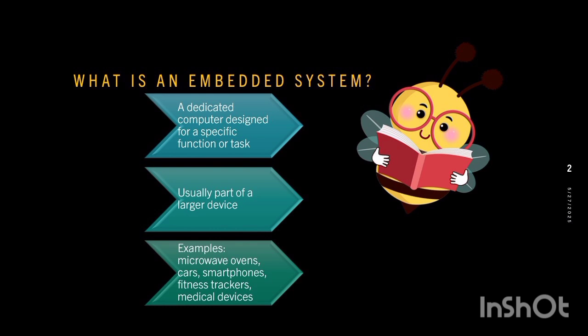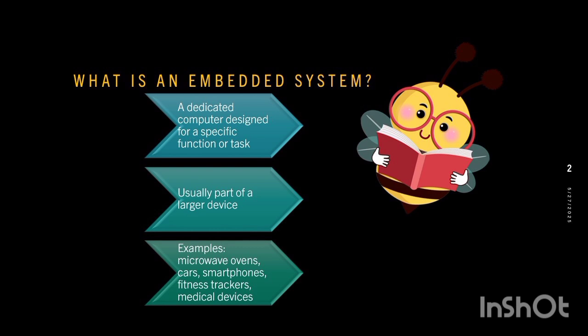So first, before getting started with OS, let's see what an embedded system actually is. An embedded system is basically a small computer designed to perform a specific task within a bigger device. Unlike your laptop or computer, where you can run different programs, an embedded system usually does one activity. That means, for example, controlling the temperature in your microwave or monitoring the heart rate in a fitness tracker.